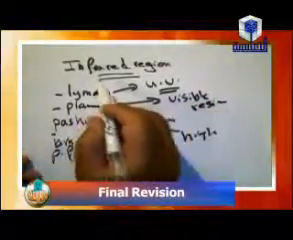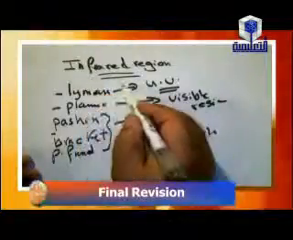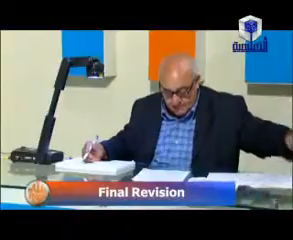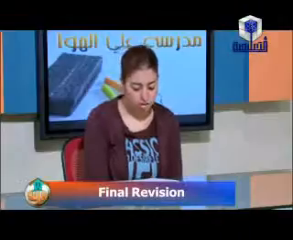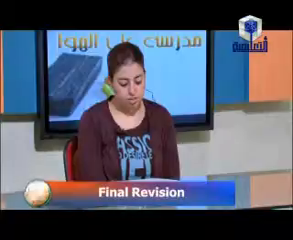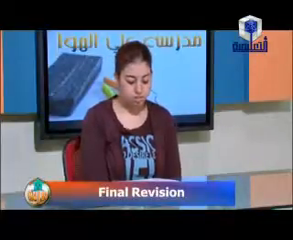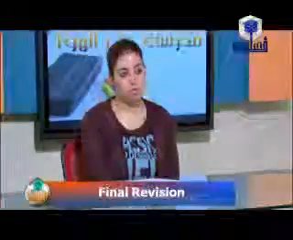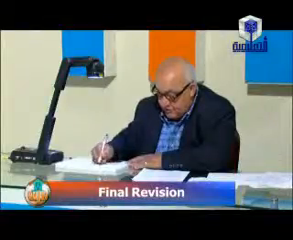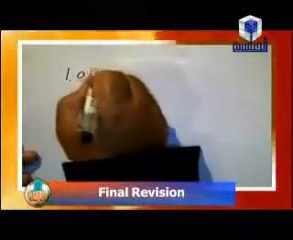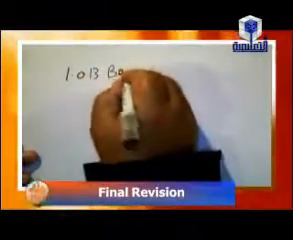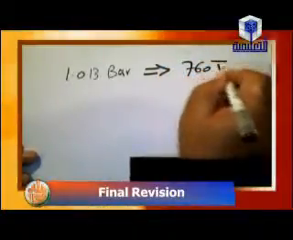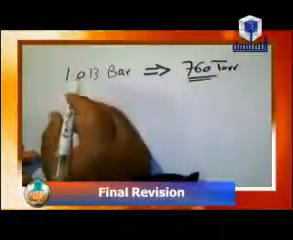I told you now the spectrum of hydrogen: Lyman, Balmer, Paschen, Brackett, and Pfund. 1.013 bar equals 0.76, 7.6, 760, 7,600 torr. The atmospheric pressure is equal to 1.013 bar, which is equivalent to 760 torr. This is the value of atmospheric pressure.